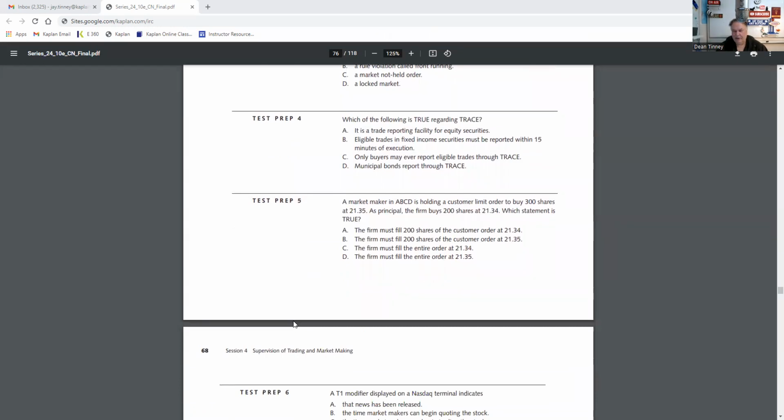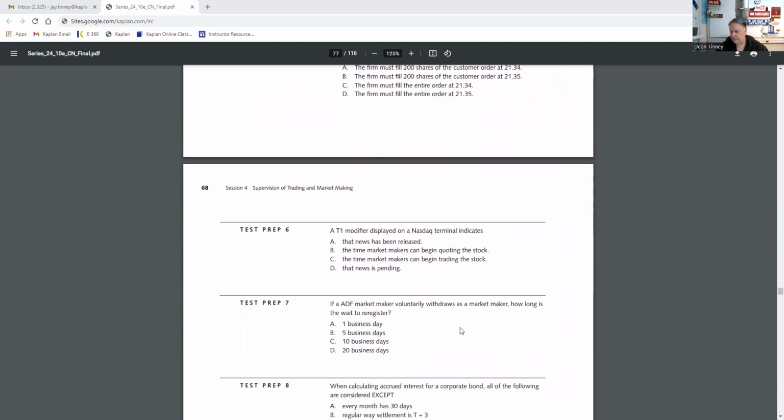A market maker is holding a customer limit order to buy 300 shares at 21.35. And I buy 200 shares for me at 21.34. The way I think of this is whatever I do for myself, I have to do for my client as well. That's my minimum obligation in terms of limit order protection. So if he wants to buy 300 shares at 21.35 and I buy 200 shares for me, price improvement, at 21.34, I have to be willing to do the same for the customer. So the answer to test prep 5 is A. I've got to do the same for the customer.